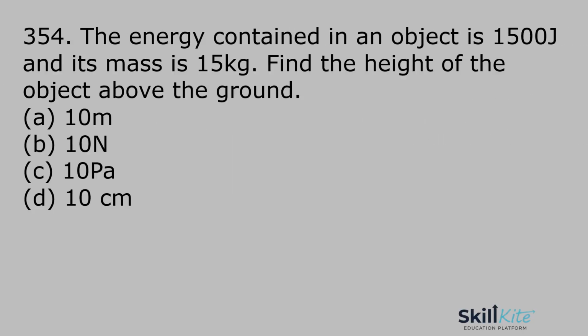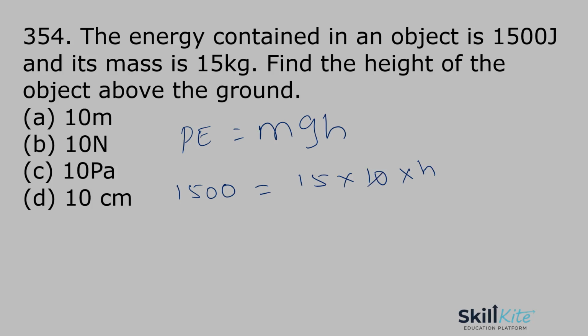The energy contained in an object is 1500 joules and its mass is 15 kg. Find the height of the object above the ground. It is related to the potential energy. So mgh, potential energy given that is 1500. Mass is 15 kg, g let it be 10. Height equals 10 meters. Option E.